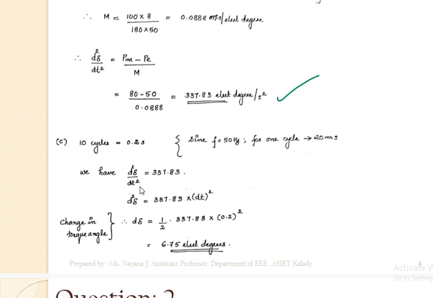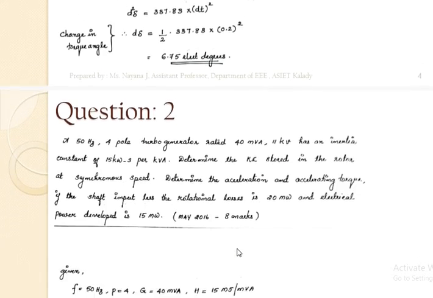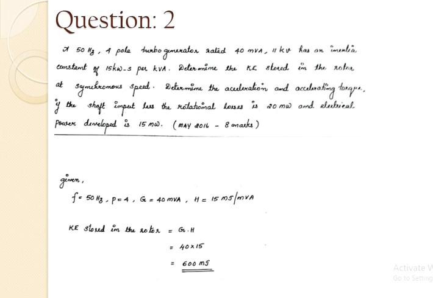And we also have d square delta by dt square equal to 337.83 from this. So I can write d delta accordingly. Now the change in torque angle is delta, which is equal to 1 by 2 into this thing. Finally you'll get it as 6.75 electrical degrees. So this was a simple question which was asked in a university examination. Now we are moving on to a second question.